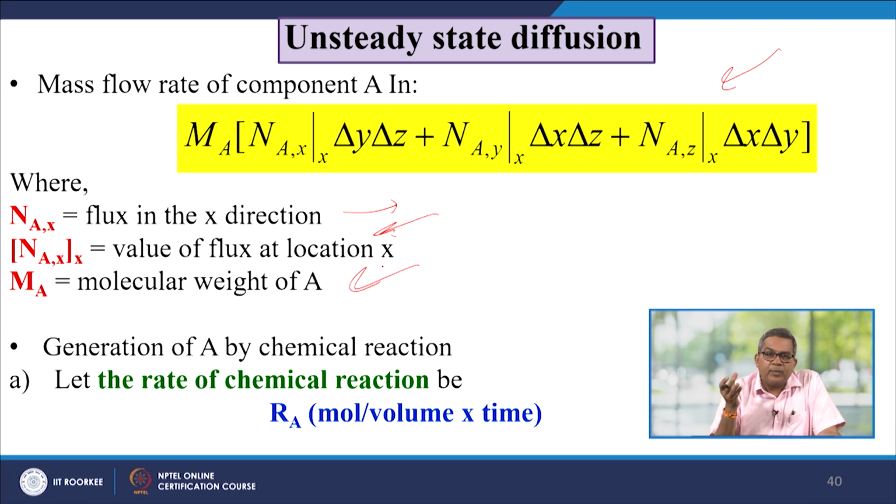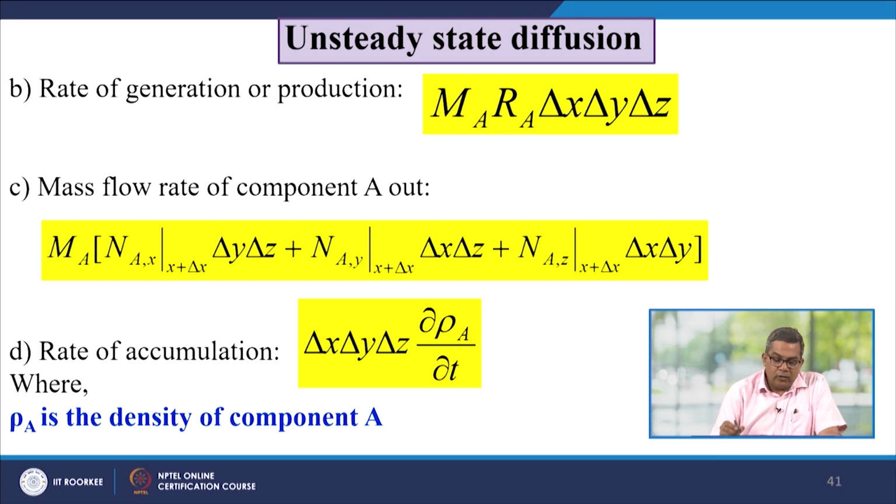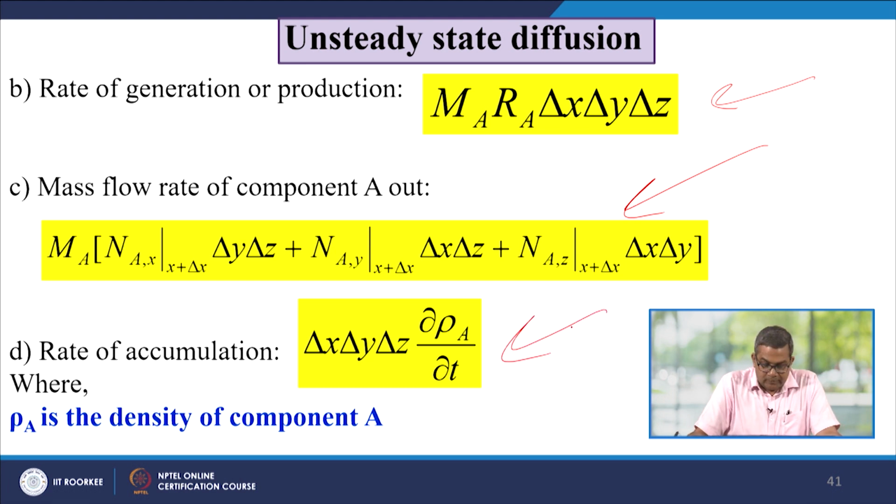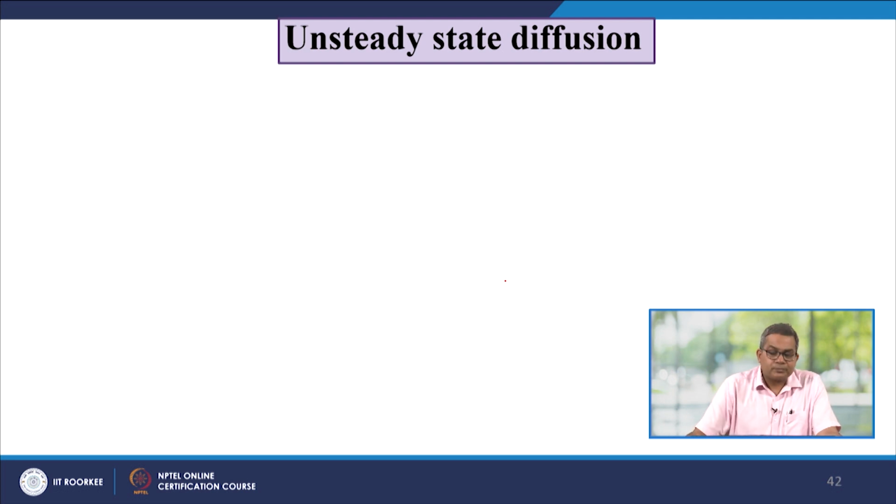So, the generation of A by the chemical reaction: let the rate of the chemical reaction be Ra in moles per volume into time, and the rate of generation of the product can be given by this particular mathematical representation. The mass flow rate of component A out can be represented by this, and the rate of accumulation can be represented in the delta form, where rho A is the density of component A.